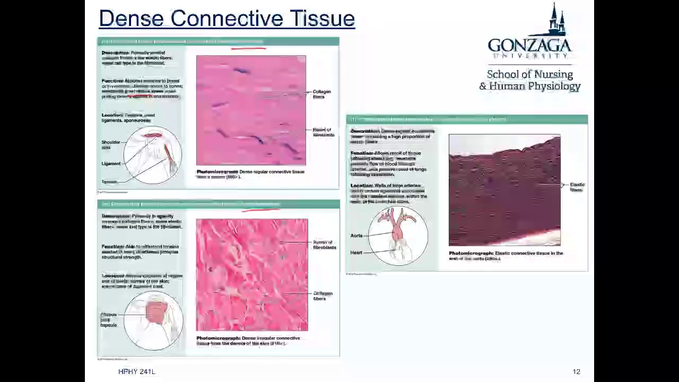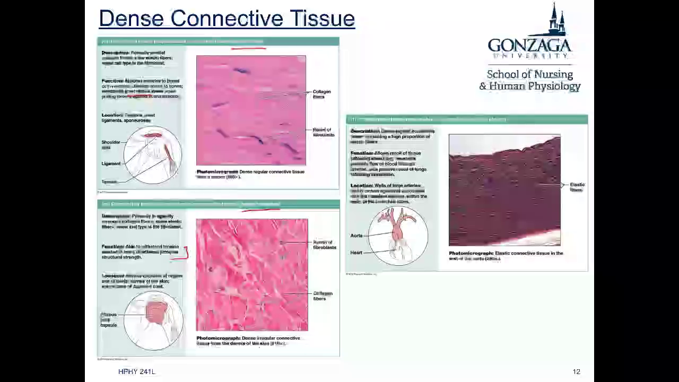The second type is dense irregular. It still is primarily composed of collagen, but notice that the overall appearance is not as highly organized as the dense regular. But it's still pretty strong and able to withstand tension, especially tension applied in many different directions. Because of this, dense irregular tissue can be found in areas like fibrous capsules of organs, protecting organs, and especially joints, protecting sensitive areas of our body.